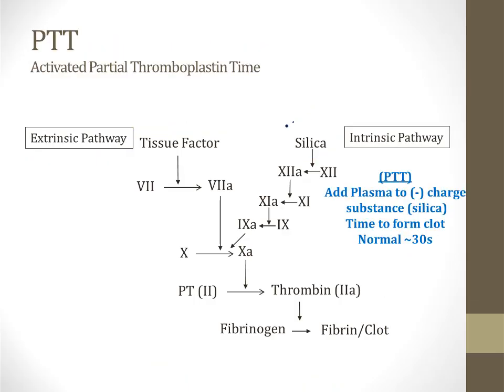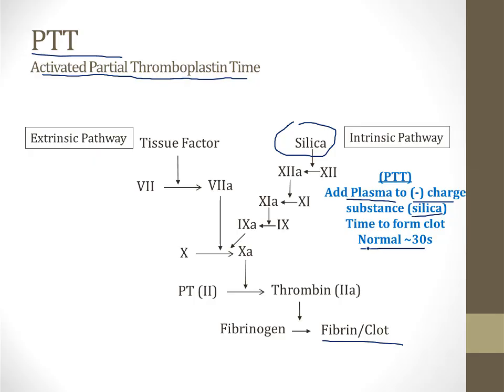When we add a negatively charged substance like silica to a sample and measure the amount of time it takes for a blood clot to form, that's called measuring the activated partial thromboplastin time, or the PTT. You add plasma from a patient to a negatively charged substance like silica, and the normal time to form a clot is about 30 seconds.